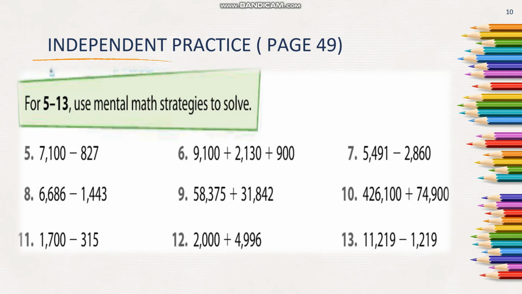Now it's your turn. You can use any mental strategies to solve. Number 5, 7,100 minus 827. The answer is 6,273.